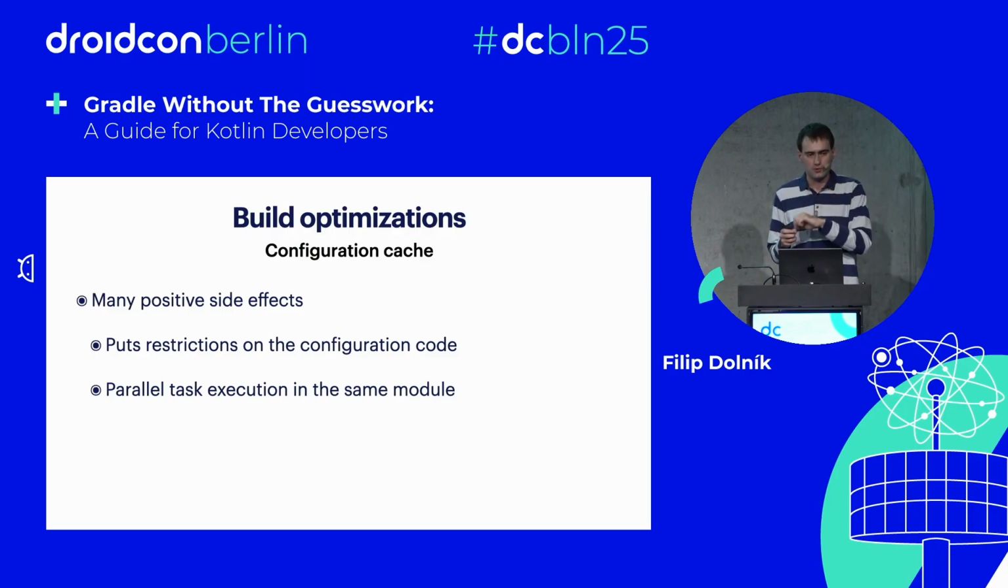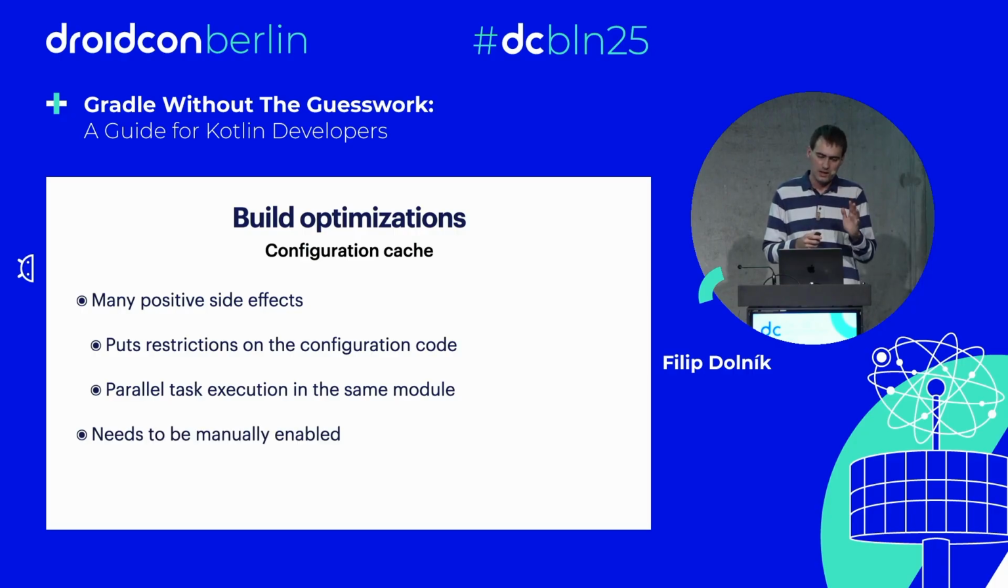from the same module. Whereas before, without this, it can do that only for tasks that are in different modules. And in many cases, the way the build works, oftentimes you are stuck in the same module, and therefore this parallelization is sometimes even more beneficial than just the cache itself. And because this requires you to sometimes change your build or plugins to support it, it also needs to be manually enabled.